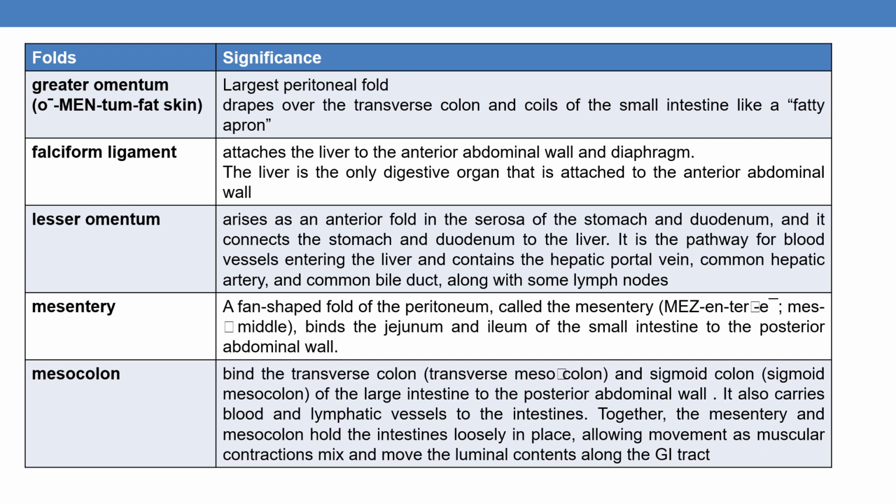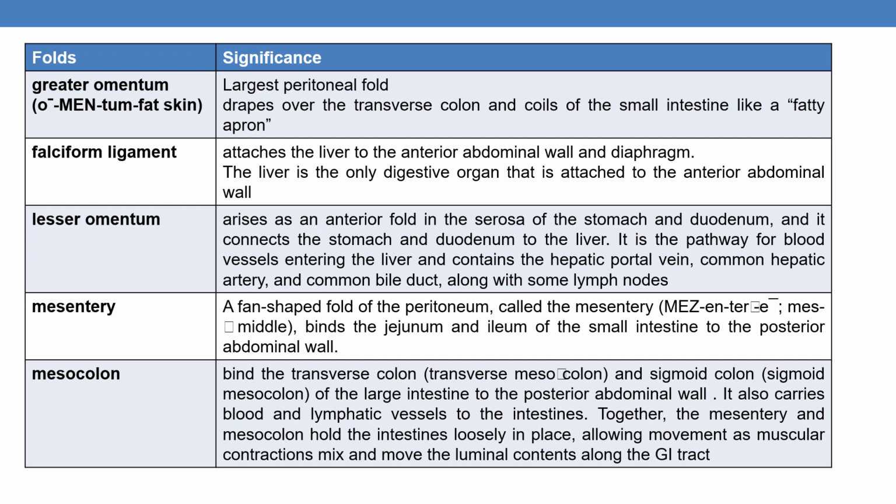Let us discuss briefly about the folds. The first fold is greater omentum. Omentum is nothing but fat skin. The greater omentum is the largest peritoneal fold, and it drapes over the transverse colon and coils of the small intestine like a fatty apron.